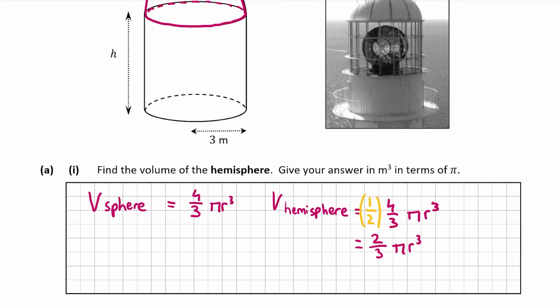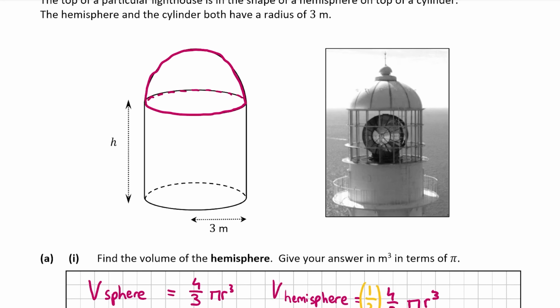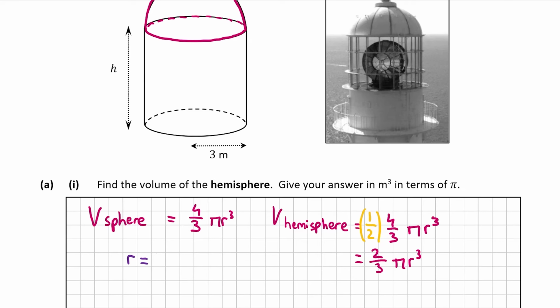Now, r stands for the radius, so we're actually told what the radius is in our question here, and we're told that the hemisphere and the cylinder both have a radius of 3 meters. So that means here that r is equal to 3. So now I can pop this into my formula, and remember I'm using this formula over here, as our shape is a hemisphere, not a sphere. So that's going to be 2 over 3 pi by 3 cubed.